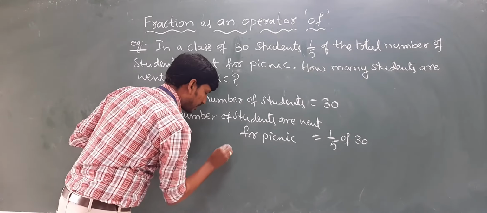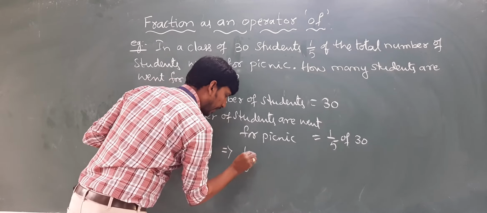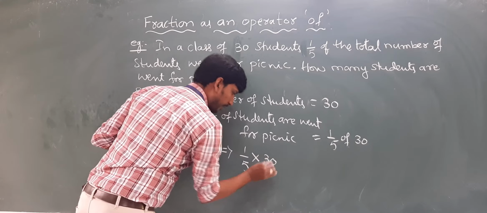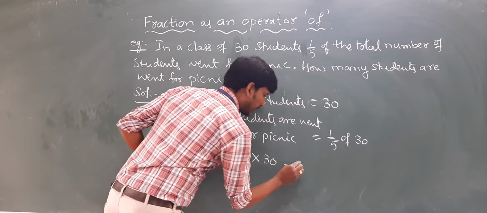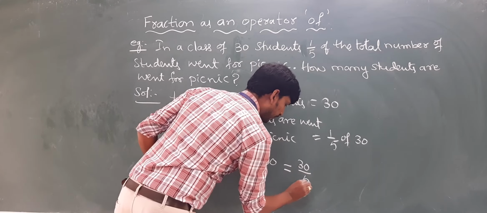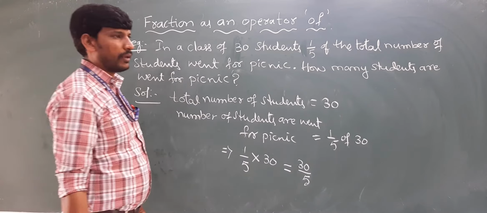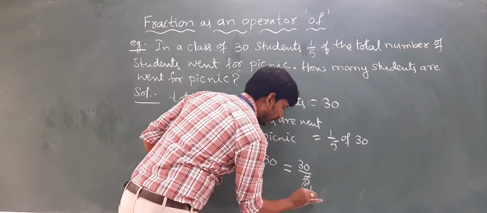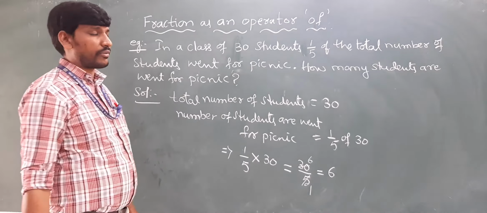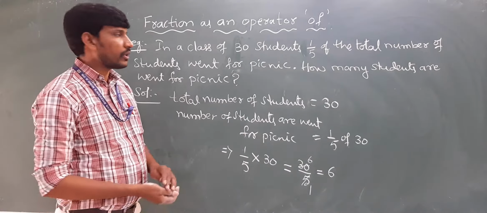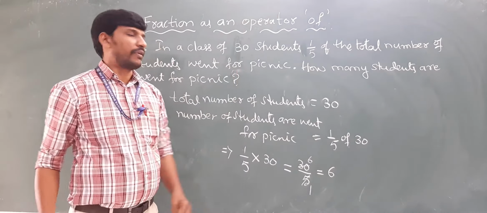Now, of indicates multiply, so 1 by 5 into 30. See this here. 1 into 30 is 30, 30 by 5. See, 30 is a multiple of 5. How many times will we get 30 in the 5 table? 6 times. So 5 sixes are 30. Therefore, out of 30, 6 students went for picnic.